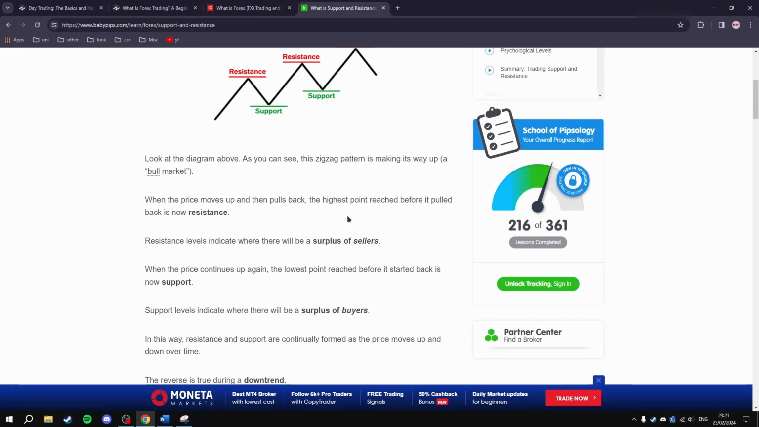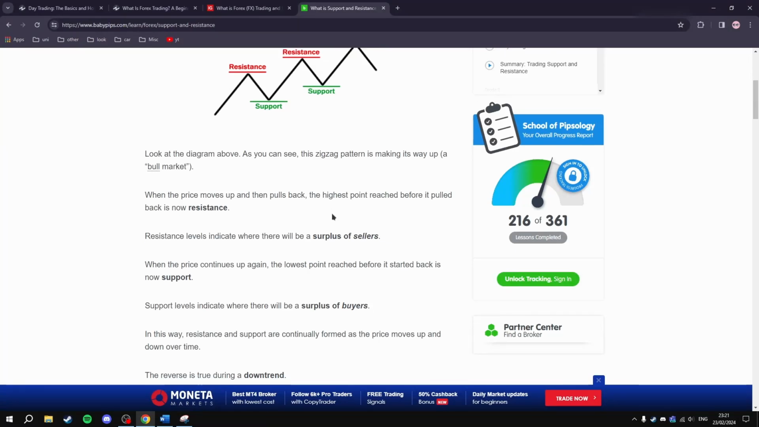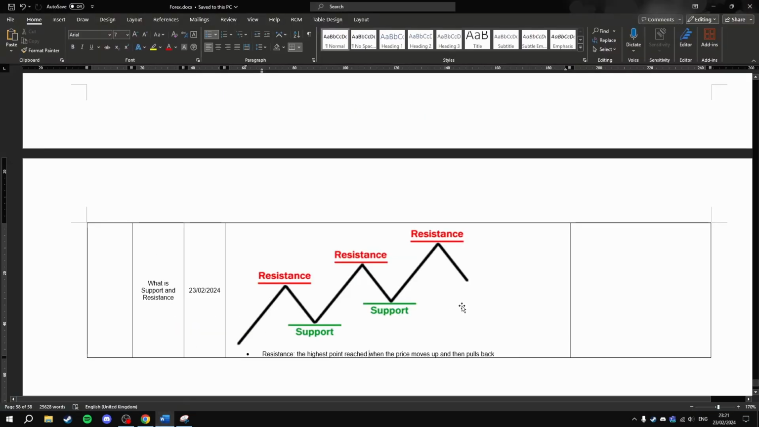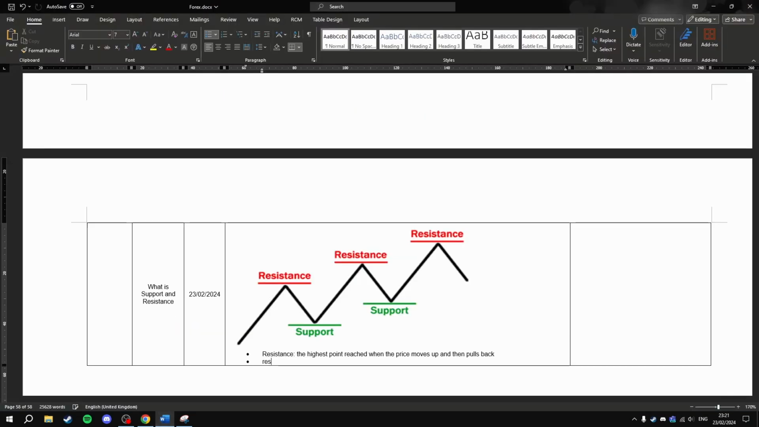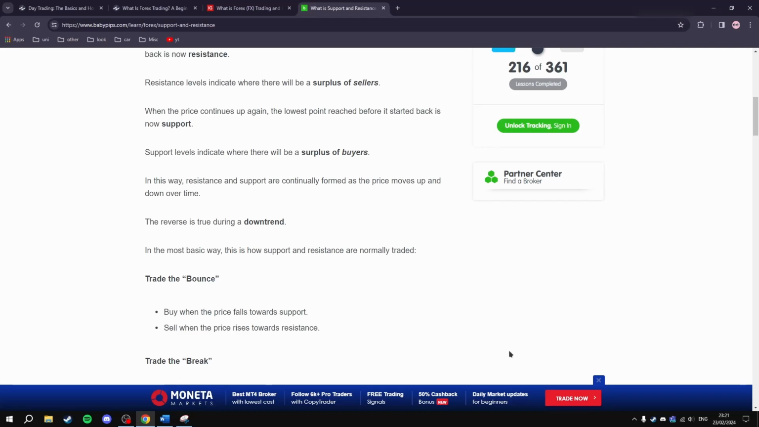Yep, resistance levels indicate where there will be a surplus of sellers, so there are more sellers than buyers.